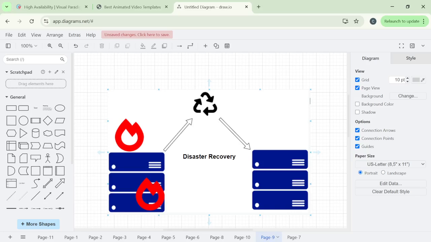Two critical metrics to guide your DR planning: recovery point objective, or RPO, which defines how much data you can afford to lose, and recovery time objective, or RTO, which is how fast you need to be up and running again. These help you make smart choices about what technologies and processes to invest in.